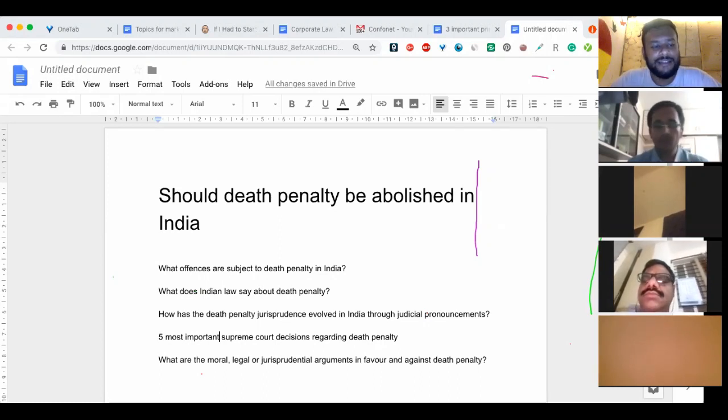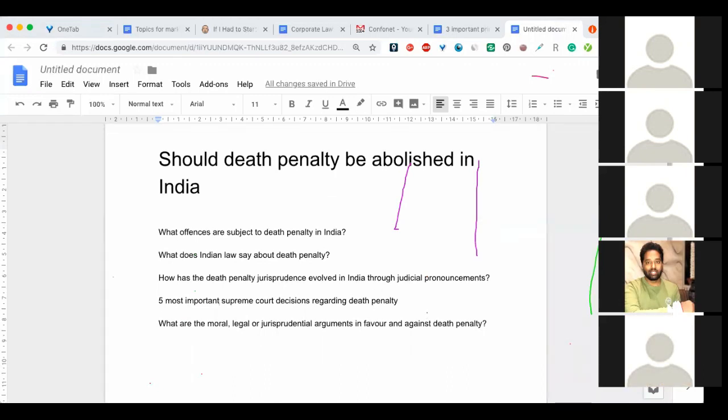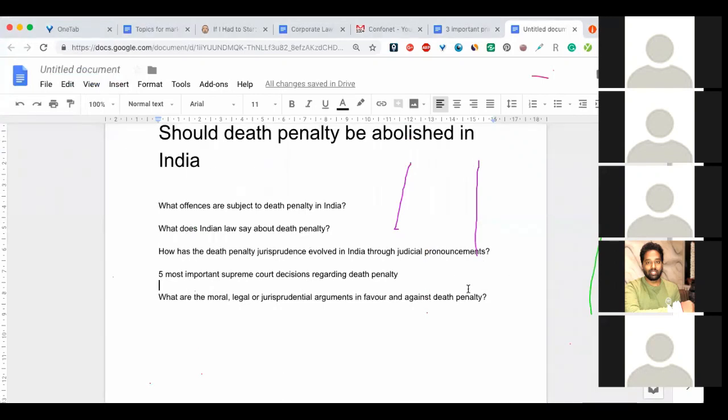Thesis, antithesis, and synthesis. So now, what are the moral, legal, and jurisprudential arguments in favor and against death penalty? By the way, this can be very substantial, a lot of content. This itself, sometimes you'll have to create sub questions, right? Like you have a heading here, so you can have further subheadings, right? So it can be like this: arguments in favor of death penalty and arguments against death penalty.